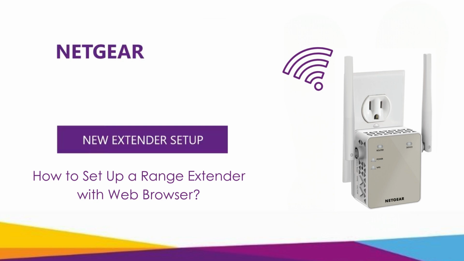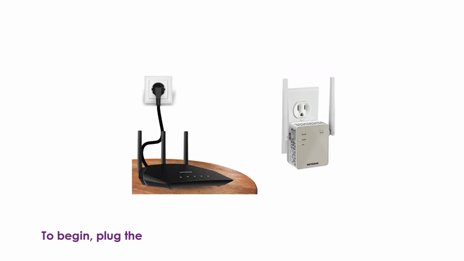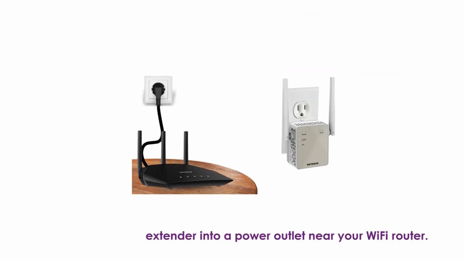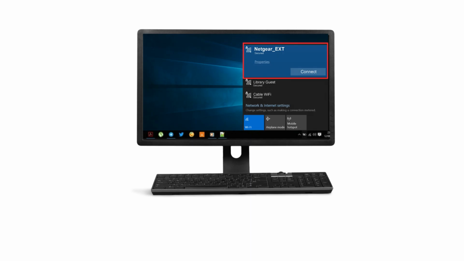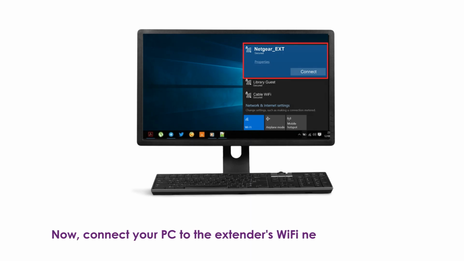How to set up a range extender with web browser. To begin, plug the extender into a power outlet near your Wi-Fi router. Once powered, the extender's power LED will turn green. Now, connect your PC to the extender's Wi-Fi network.